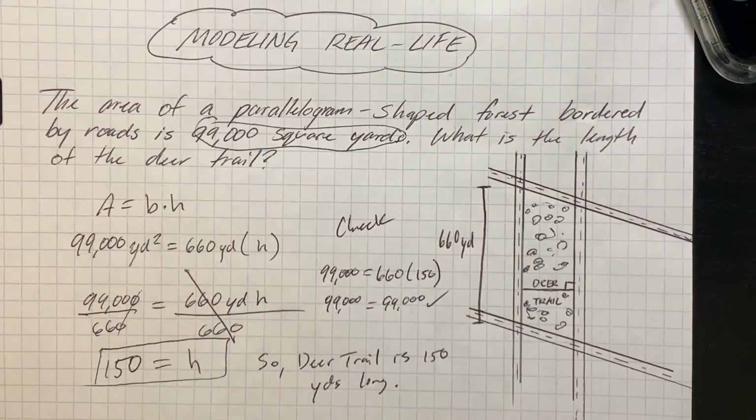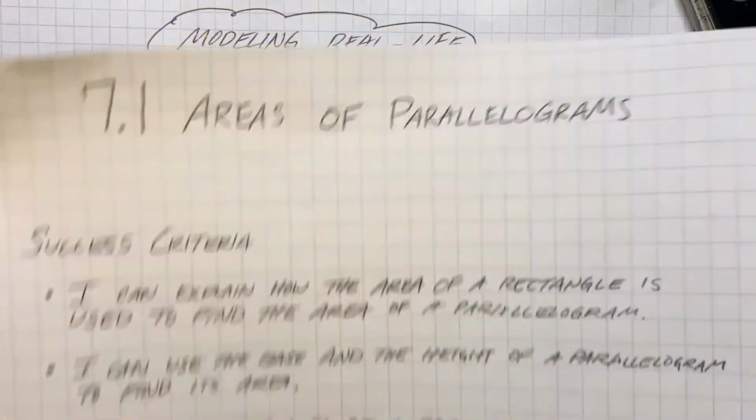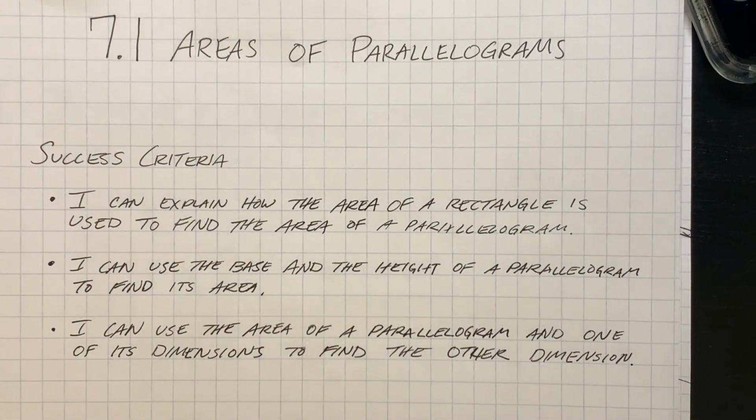All right, there you guys go. We just modeled real life problems. All right, so that's all we're doing today. Remember, area equals base times height. That's going to be what is going to save us today. And again, just to recap, by now for 7.1, the lesson, areas of parallelograms, by now you should be able to explain how the area of a rectangle is used to find the area of a parallelogram. You should also be able to, by now, use the base and the height of a parallelogram to find its area, and also use the area of a parallelogram and one of its dimensions to find the other dimension.